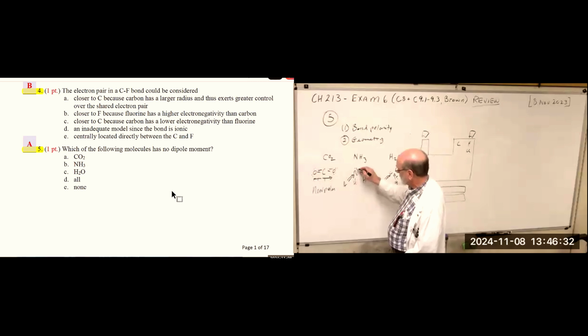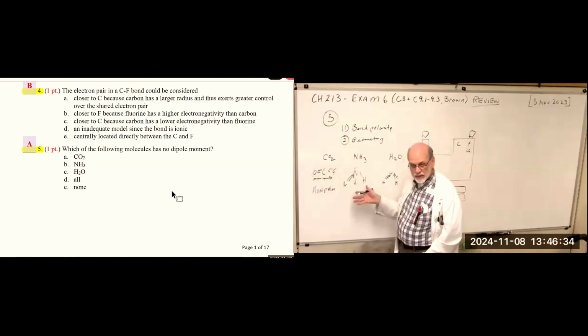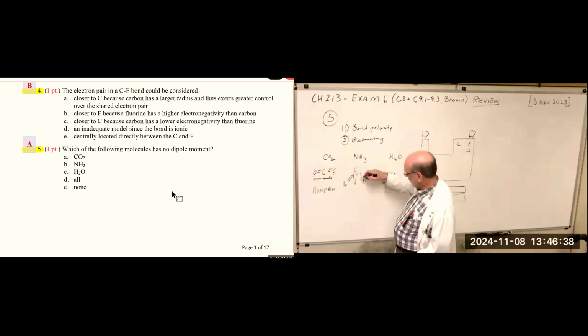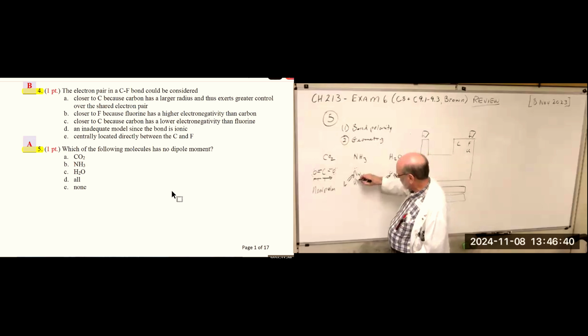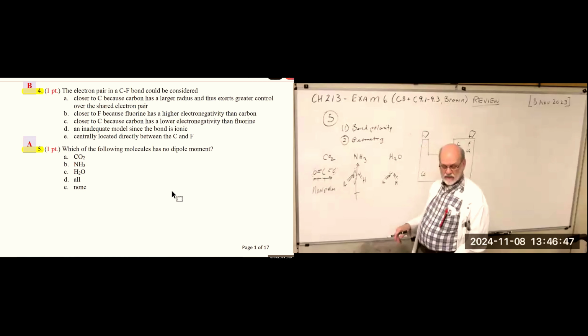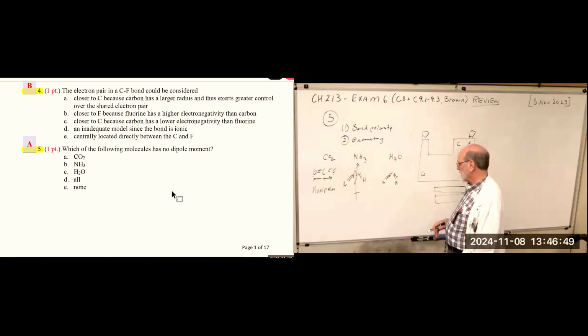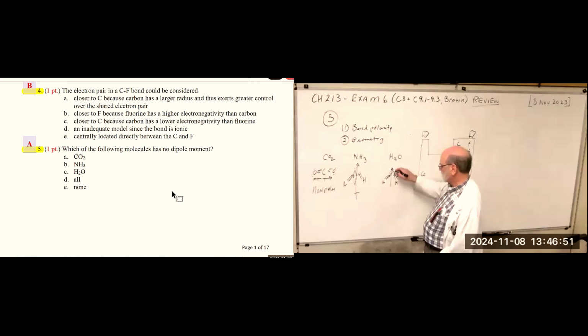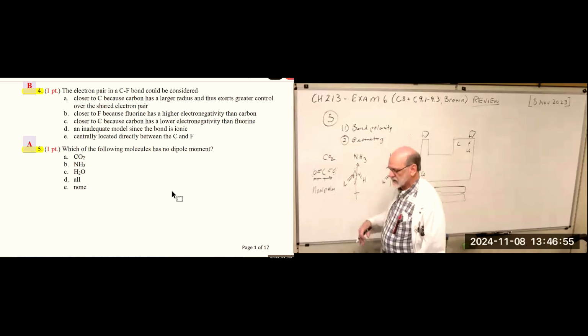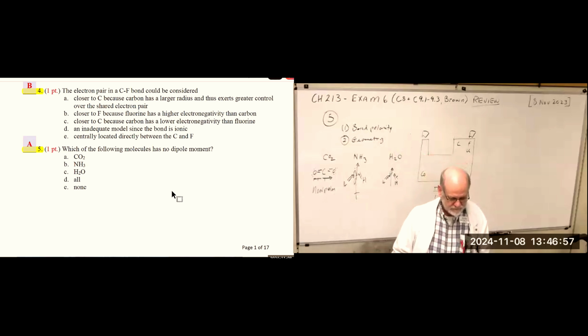Whereas with ammonia, we have a trigonal pyramid geometry, and the bonds being polar this way and this way, they add up to a polarity that way. That's called vector addition. And of course, water we know is polar that way. So these two are polar, CO2 is non-polar.